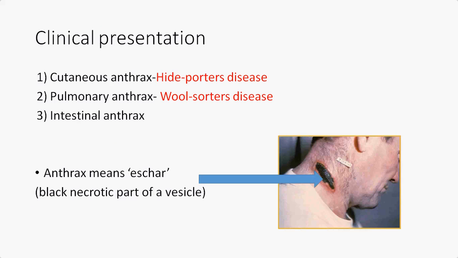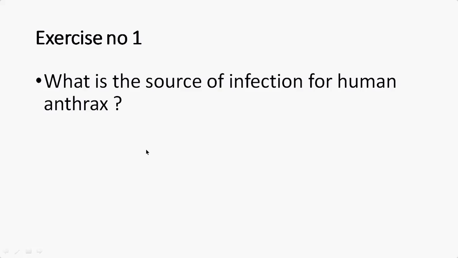Clinically, Bacillus anthracis may cause cutaneous anthrax, which is known as Hide-Porter's disease, pulmonary anthrax, known as wool sorter's disease, and also intestinal anthrax. Why has the term anthrax been given? Because in these cases we have seen a blackish, black necrotic part of the vesicle. That black lesion is termed anthrax, therefore the name.